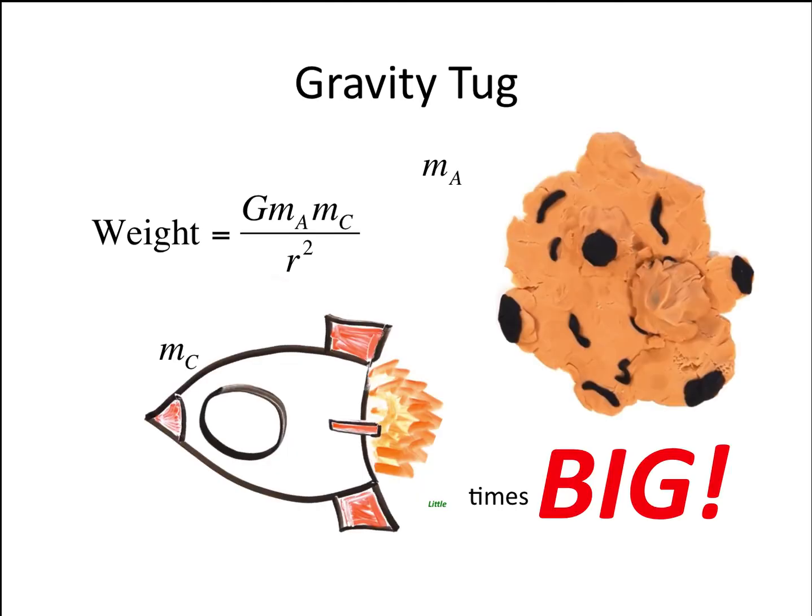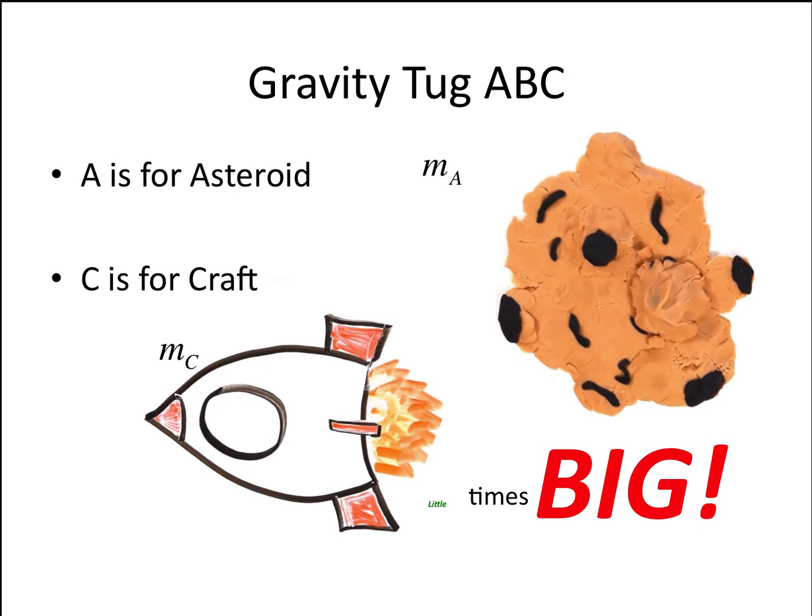Okay, let's say that we wanted to deflect an asteroid using a gravity tug. We would use the weight of the gravity tug next to the asteroid to pull the asteroid along, to make it speed up or slow down just a little bit. A is for asteroid, C is for craft, and the next thing saves the planet.